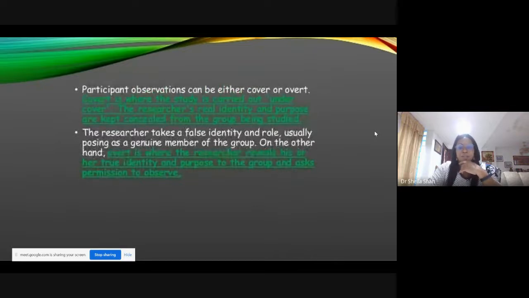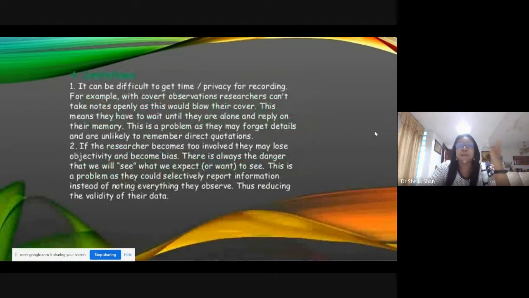So participant observation can be either covert or overt. All right, covert is more like undercover, or taking a false identity. You are not a transgender, but you become like one. It's a false identity. Yeah, or a police officer becomes somebody else because he wants to find out about the case, right? So a limitation is that it can be difficult to get time and privacy for recording. If you become part of them, you cannot go and record. They will ask, why are you recording? So that will be the limitation.